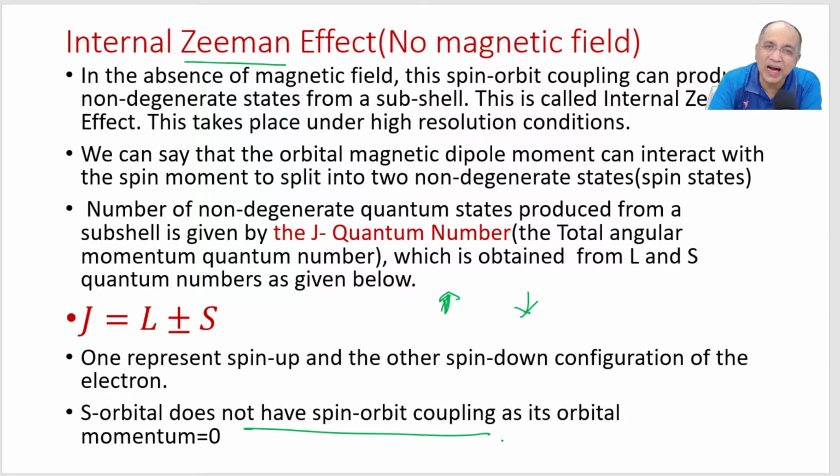And S is always half. There is no plus or minus. So no coupling at all. No LS coupling, so only half.